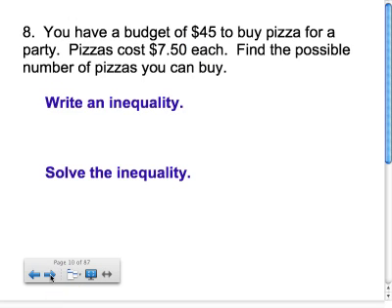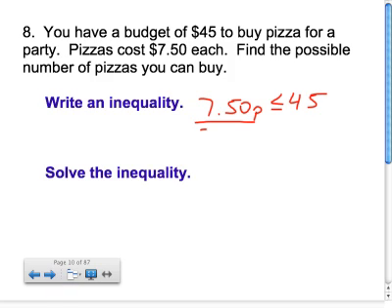Number 8 says you have a budget of $45 to buy pizza for a party. Pizza costs $7.50 each. Find the possible number of pizzas you can buy. Okay, you're on a budget of $45. That means you cannot go over $45. You don't have any more than $45 to spend. Okay, so it's $7.50 per pizza, so times P, each one $7.50, and I know that that number has to be less than or equal to 45. Okay, I can't go over the 45.